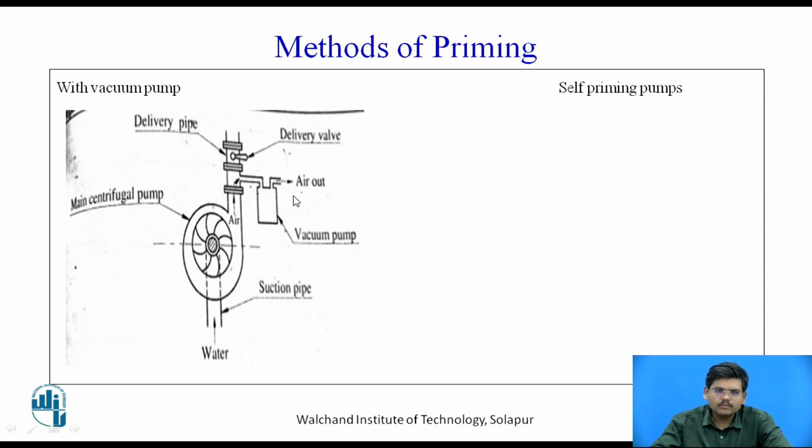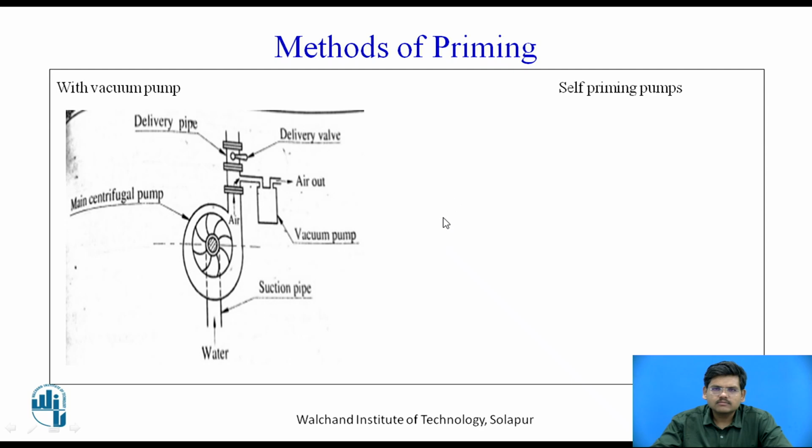Now what does this pump do? This pump allows us to suck air from the suction pipe, from the casing and from the delivery pipe, and it is allowed to move out in the atmosphere. So here you can see it is air out. So we take out all the air from this area, that is casing, suction pipe and delivery pipe, through this reciprocating pump or vacuum pump and allow it to flow into the atmosphere. Now this area is totally free of air. Then we start the pump. As the pressure over here is reduced, the water starts flowing into the casing and your pump will perform as desired.